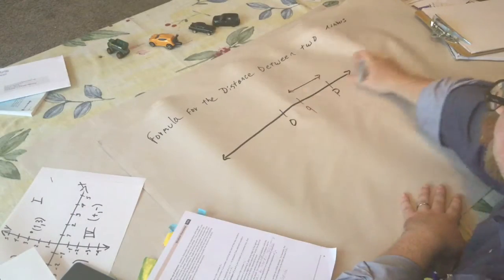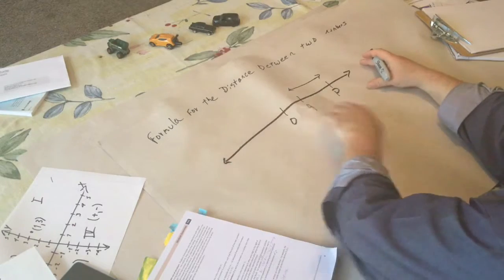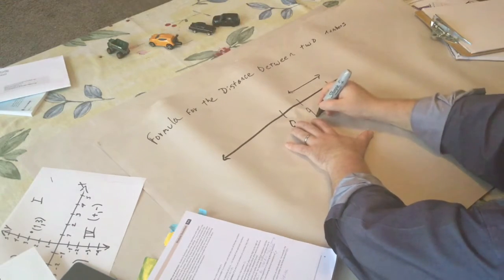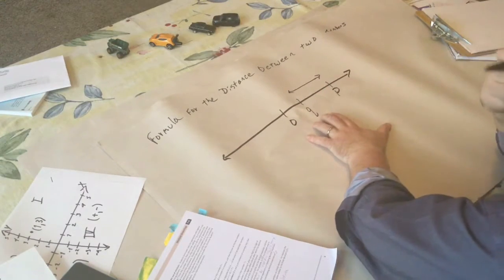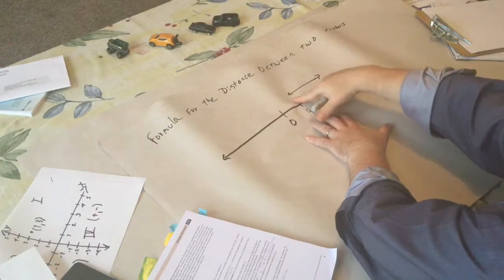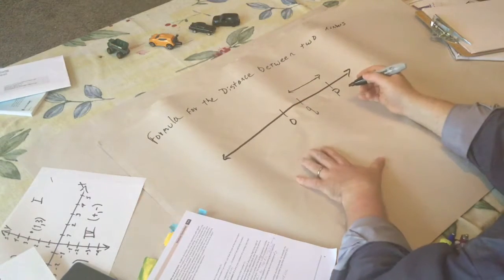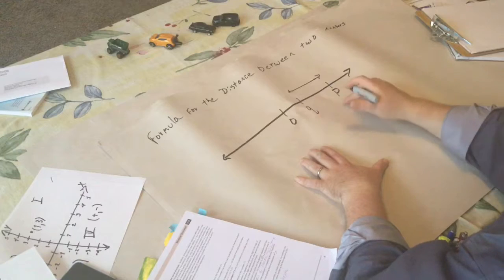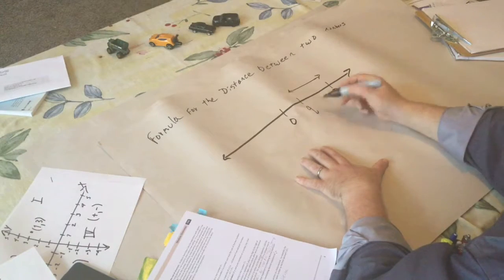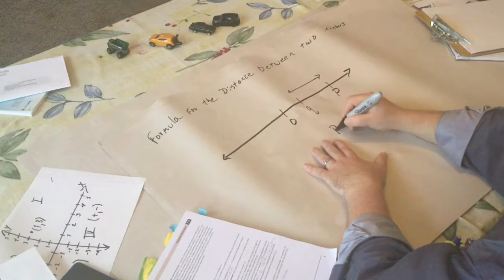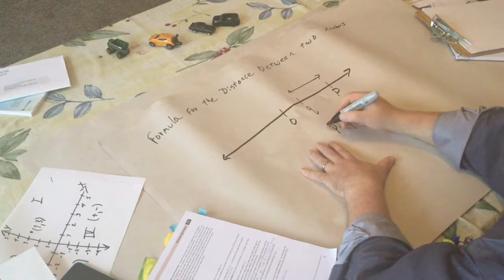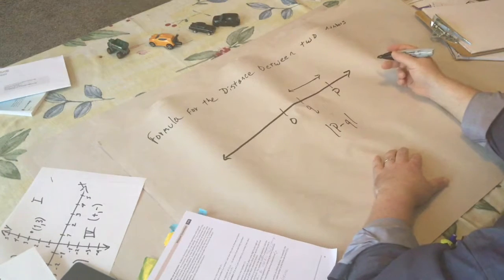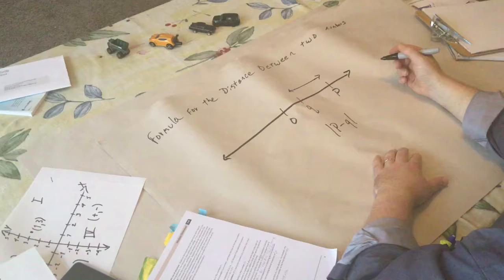So, the formula for the distance between two numbers on a number line. If I have a number P and a number Q on the number line, what I'm interested in is how far this distance is. To find that, I'm going to take P and subtract Q, and I'm going to take the absolute value of that number.